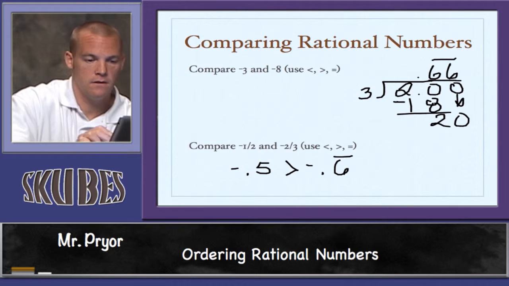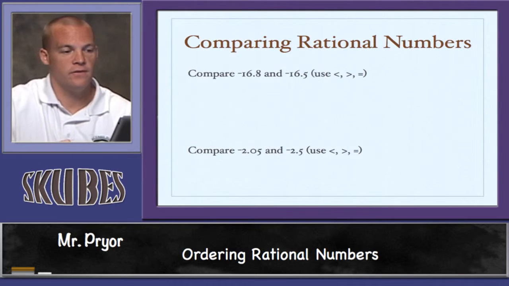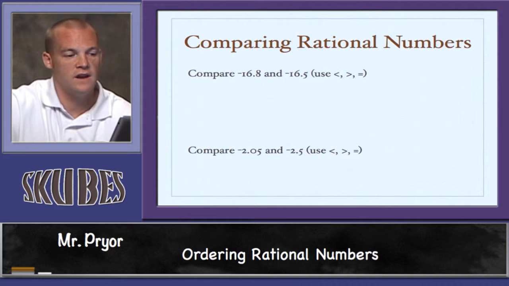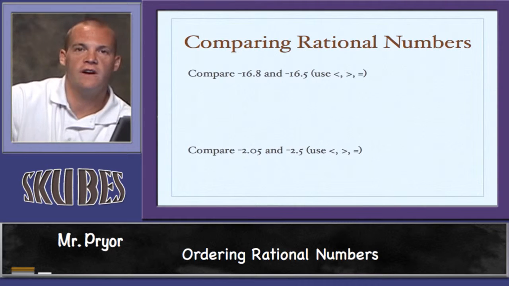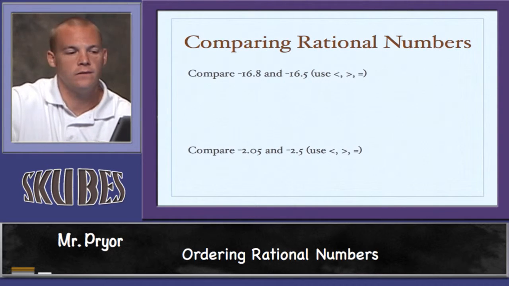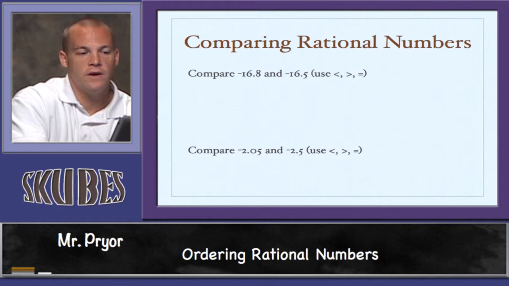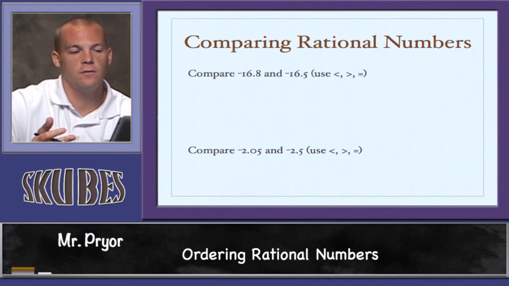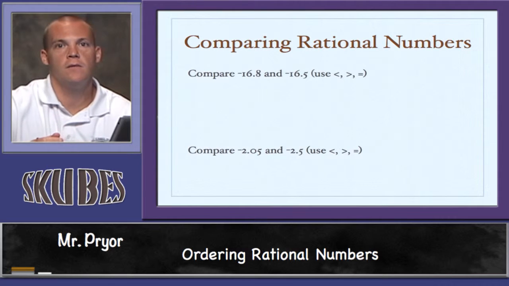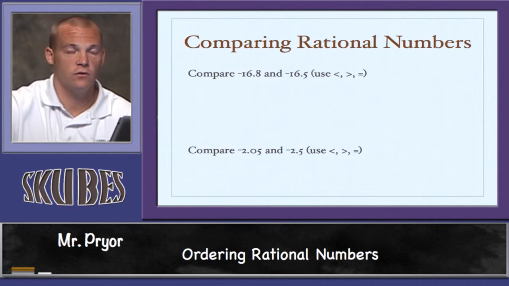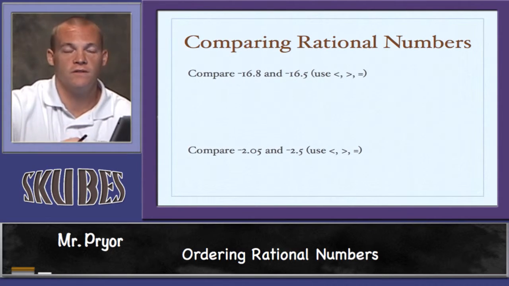All right. A couple more examples here. We're looking at two decimals, negative 16.8 and negative 16.5. So again, we're dealing with a lot more negatives here to try to get you more comfortable with how that works. Since both of these numbers are already in decimal form, we can just look at them and determine, based on what I've told you before, which one is larger.